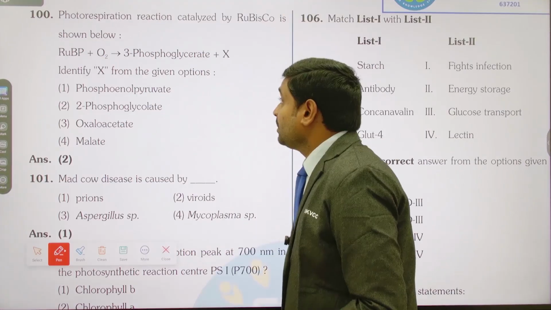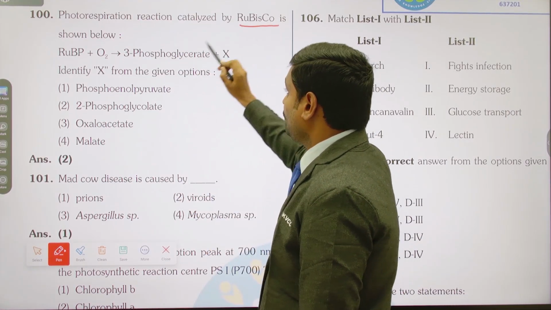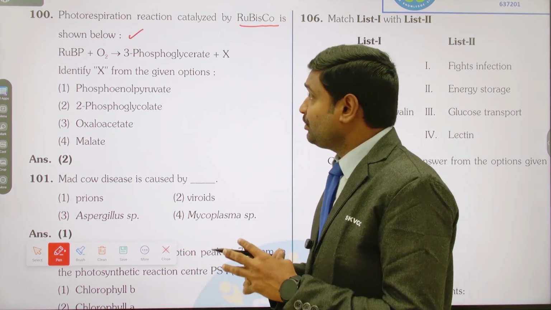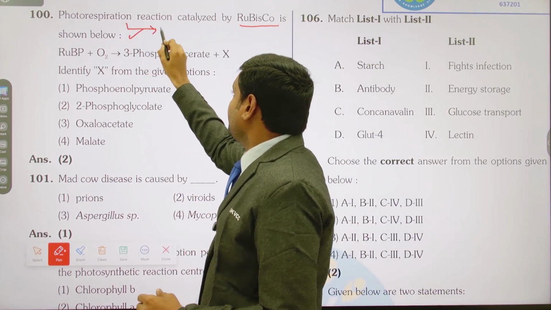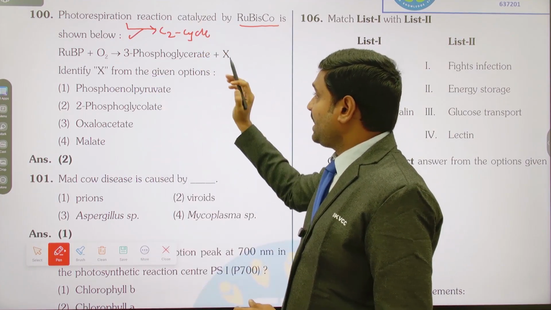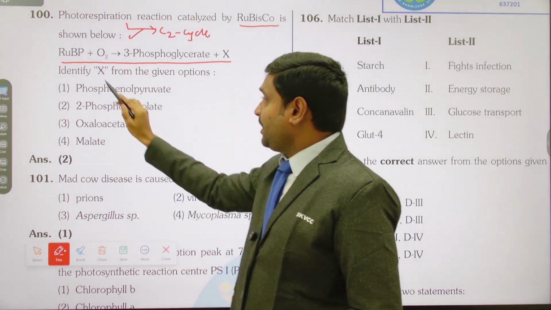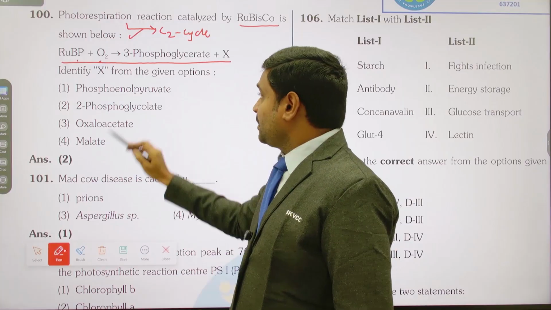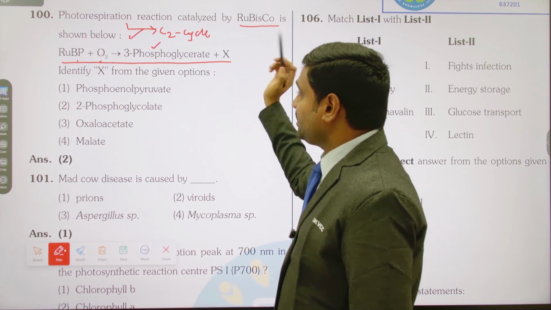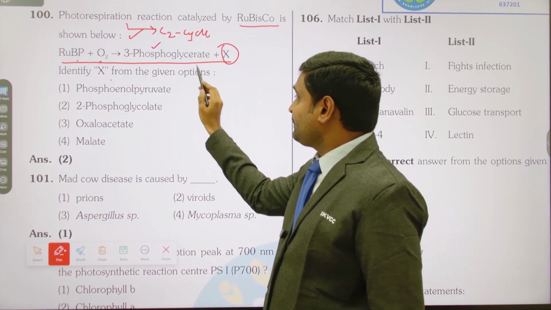The next question, number 100. The photorespiration reaction catalyzed by Rubisco is shown below. We know photorespiration is nothing but the C2 cycle. Within the C2 cycle, this is the first reaction: RuBP binds with oxygen. It produces 3-phosphoglycerate and also another product, X. Identify X from the given options.